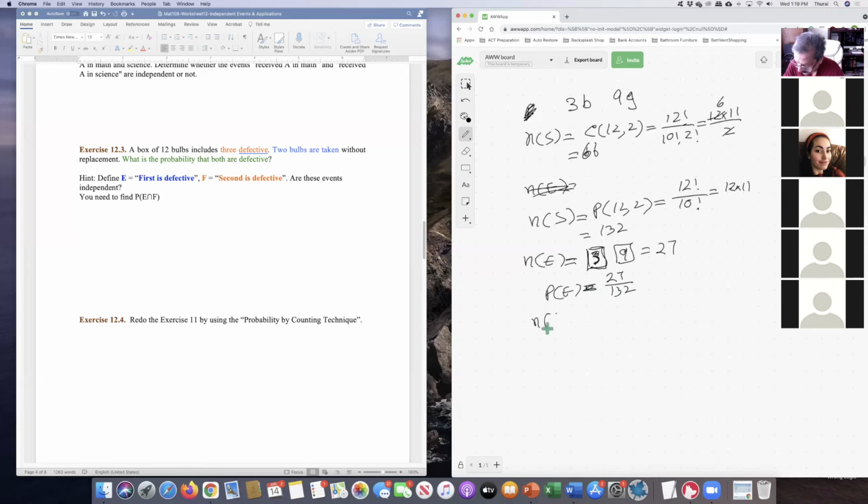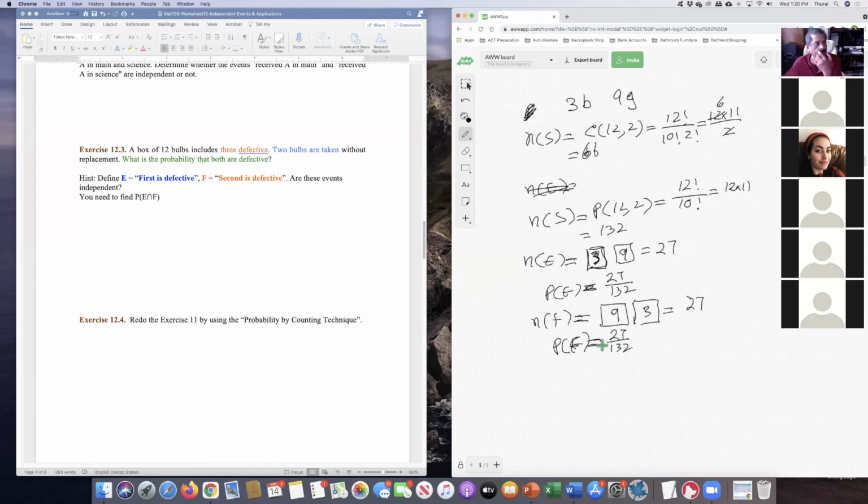Similarly, count of F: the second one is defective, which means the first one has to be good. Now, since they are 1 and 1, I can easily use the box method. First one has to be good, second one has to be defective. So 9 ways to do the first one, and it's going to be the same, 3 for the second one. So 27 again. So the probability for that is the same as the other probability, 27 over 132.